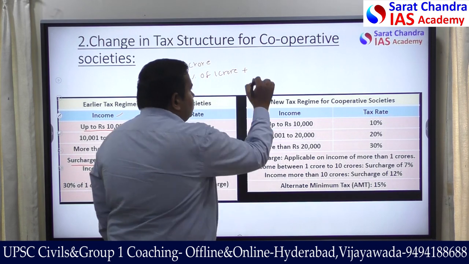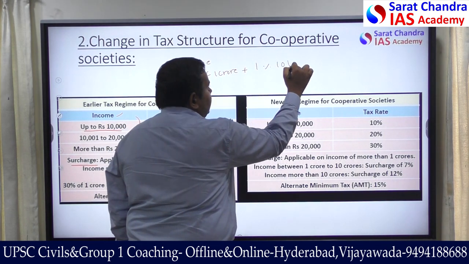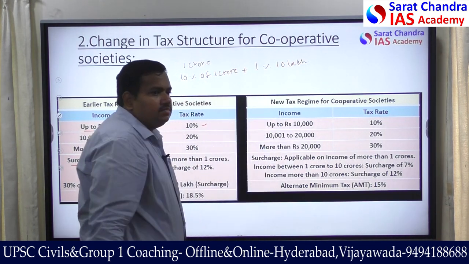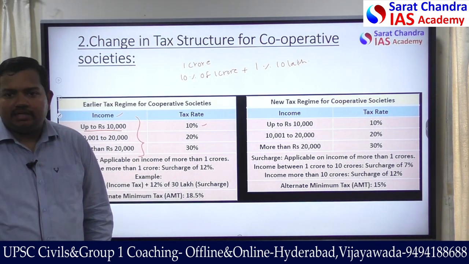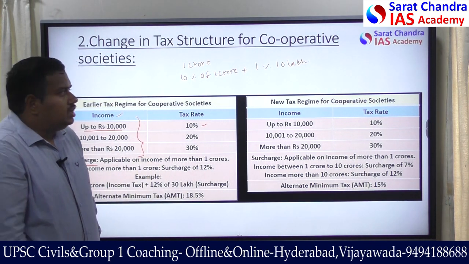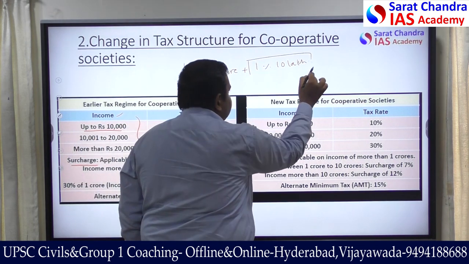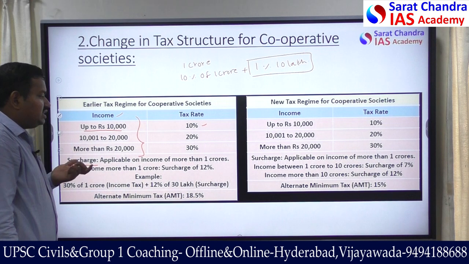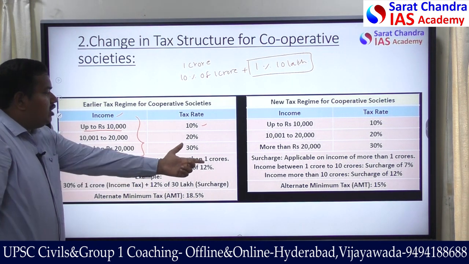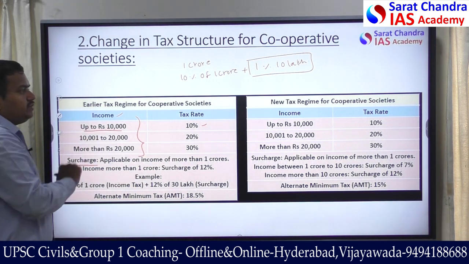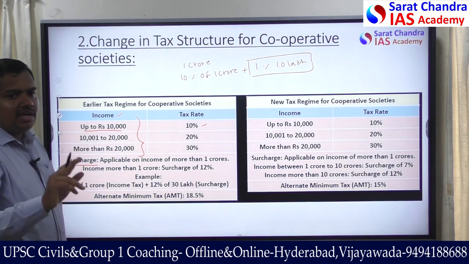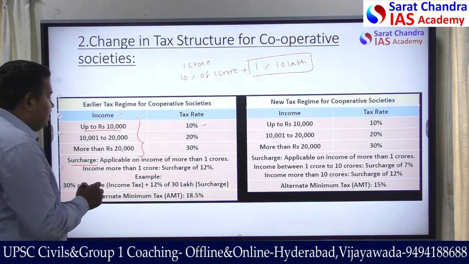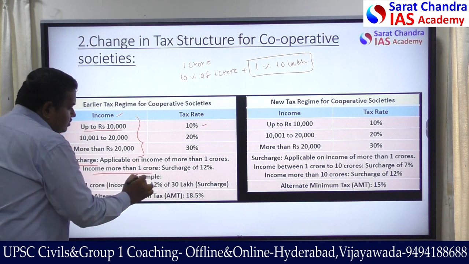10 lakhs. So 1% of 10 lakh. Tax on tax. That will be surcharge. So this is the surcharge, 1% surcharge, tax on tax. So here surcharge is applicable on income of more than 1 crore. So with respect to cooperative societies, if income is more than 1 crore, there will be a surcharge.